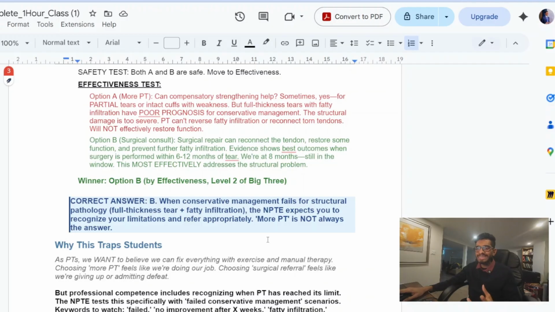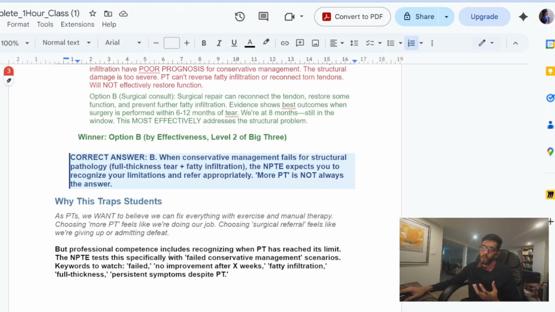Now, why is this a trap? As PTs, we want to believe we can fix everything with exercise and manual therapy. Choosing more PT feels like we're doing our job. Choosing a surgical referral feels like we are giving up or admitting defeat.